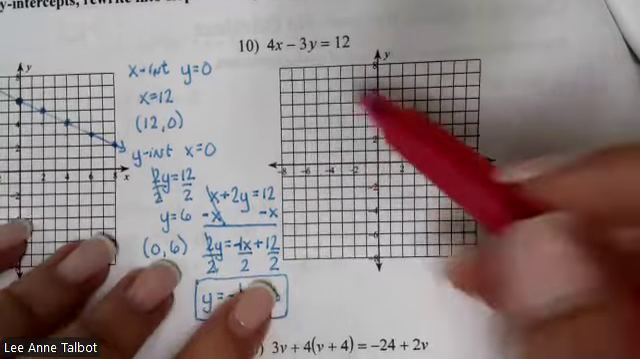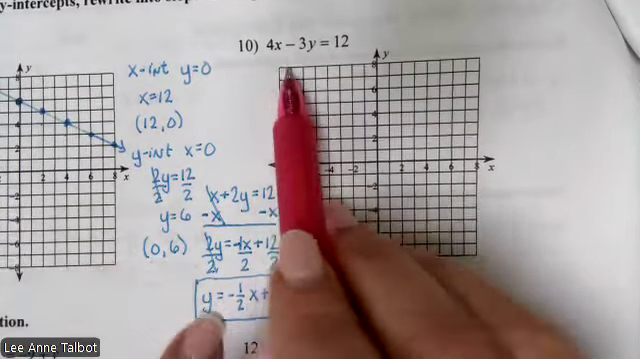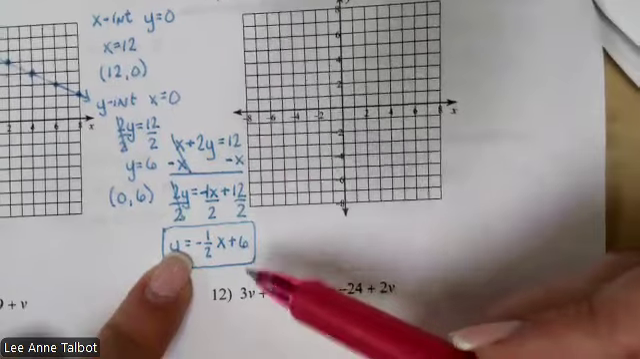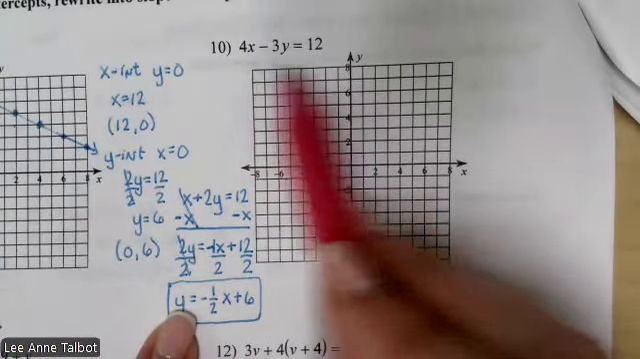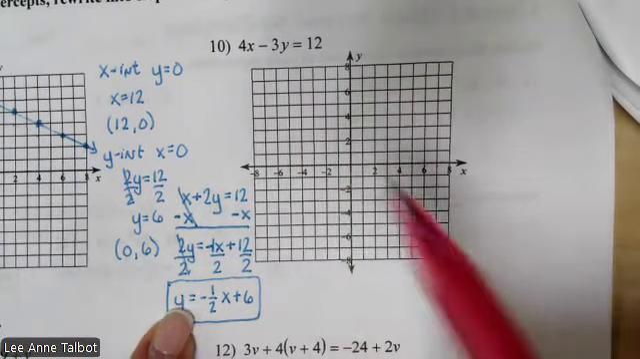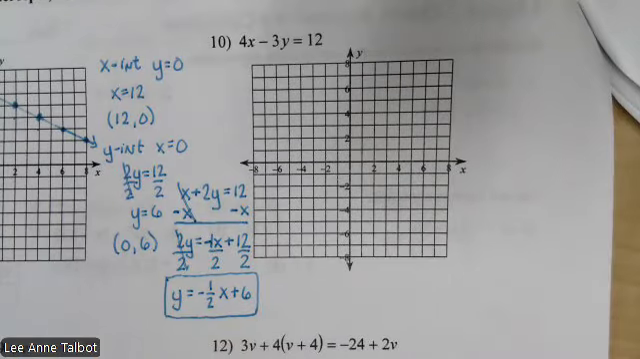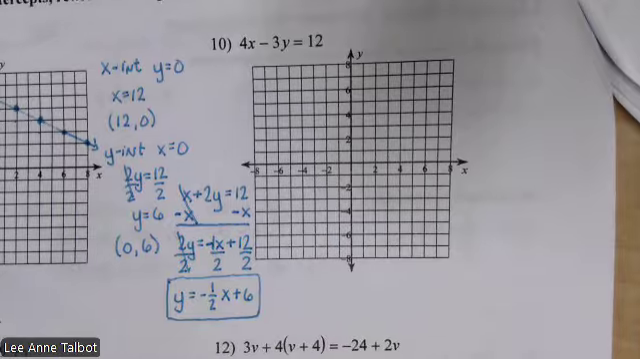Then you're going to take this and convert it to slope-intercept form. So you would minus 4x from both sides, and you'd have -3y equals -4x plus 12. Does that make sense? And then divide everything by -3. And so you would end up with y equals 4/3 x minus 4.